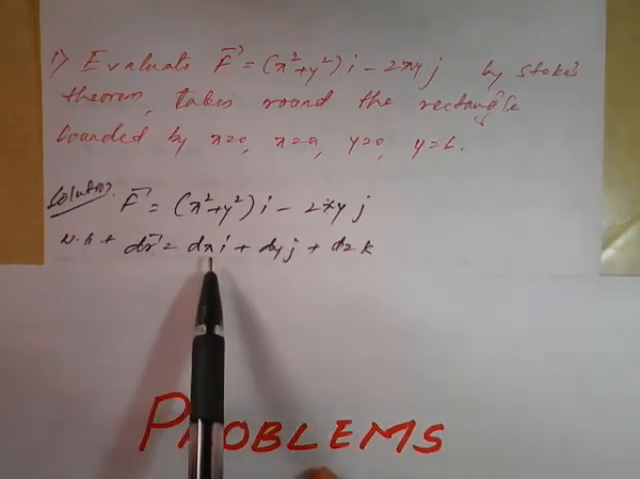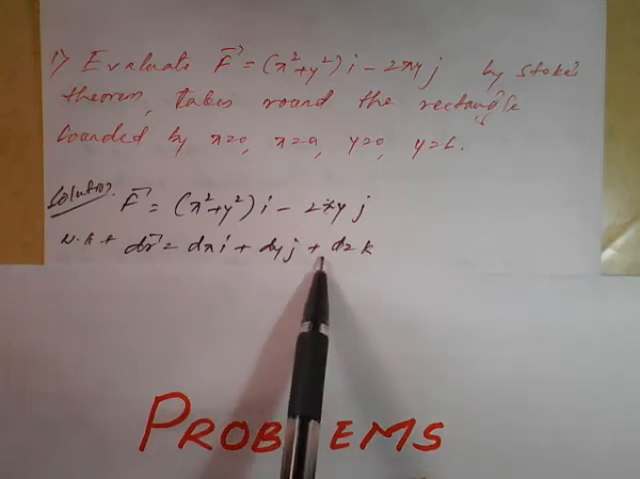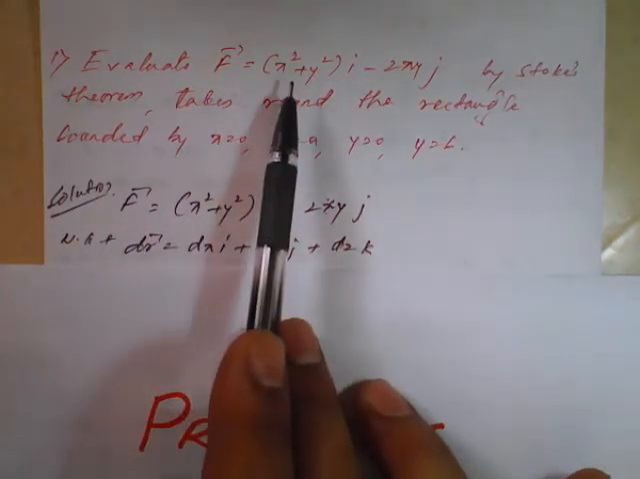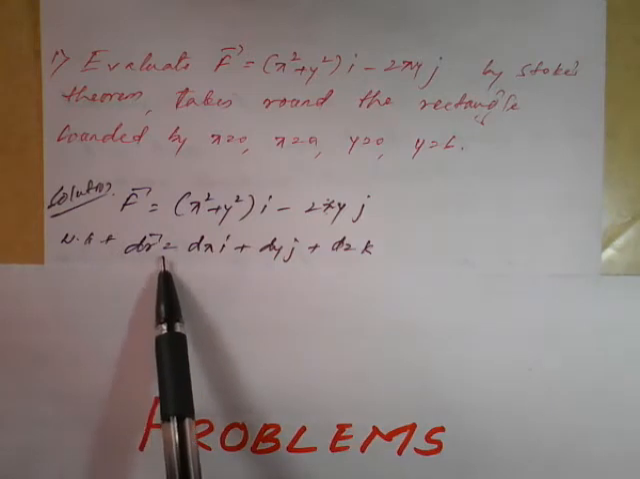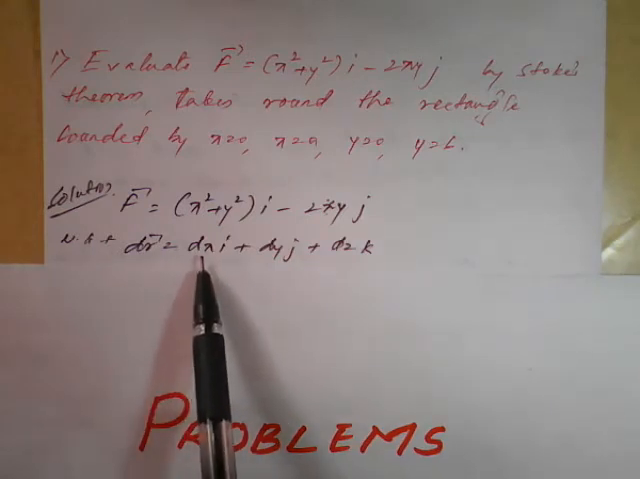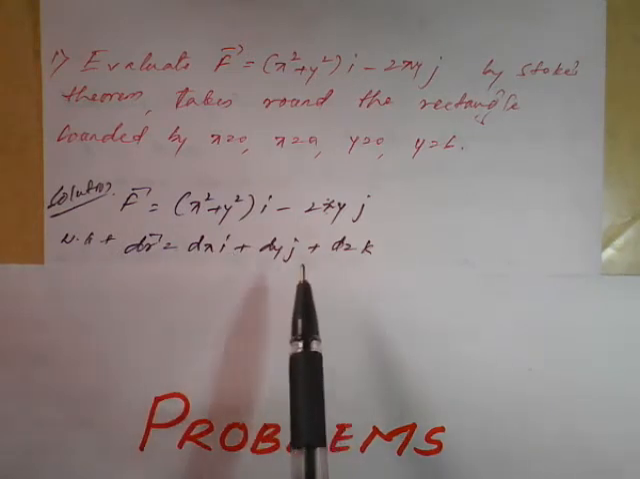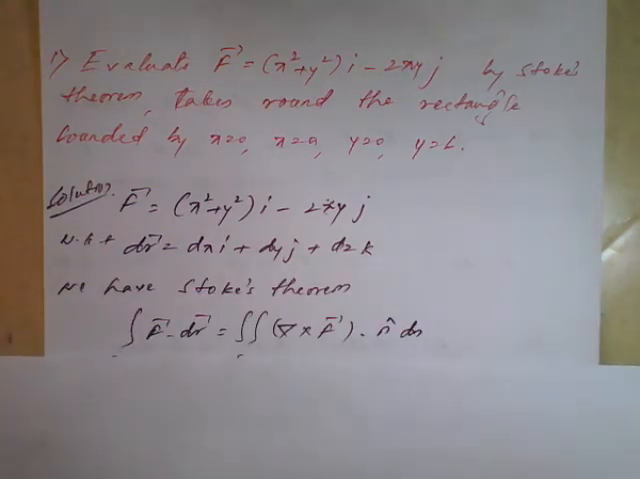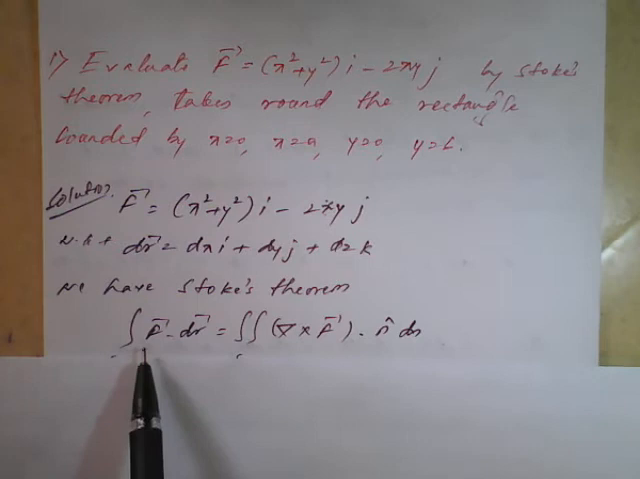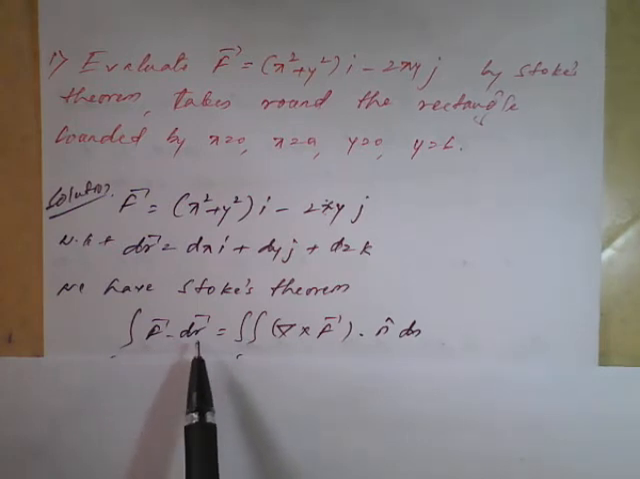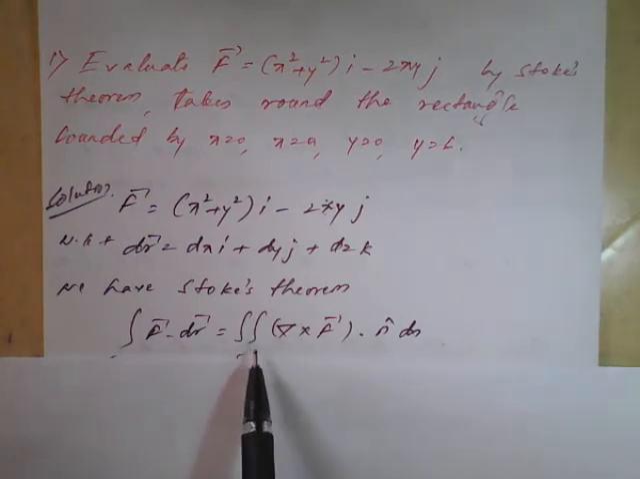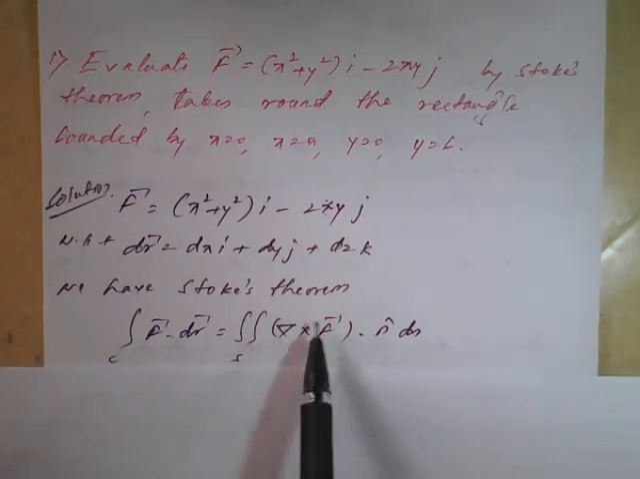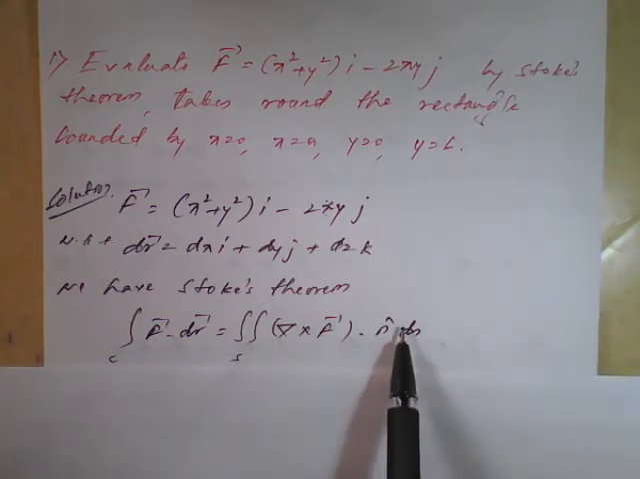And we know that dr is nothing but dx i plus dy j plus dz k. So I have taken f from the given question, and dr, we know that it is a distance, that is dx i plus dy j plus dz k. Next we have Stokes' theorem: the integration of vector f dot dr is equal to the double integration over the surface S of del cross vector f, that is curl of vector f dot n cap dS.